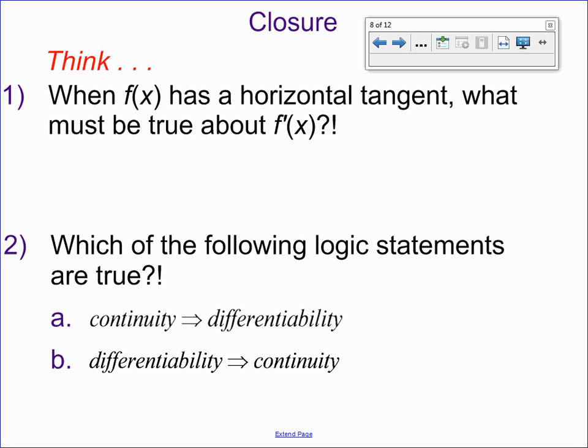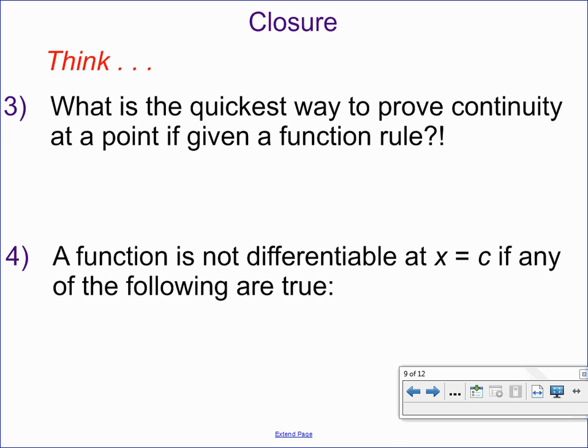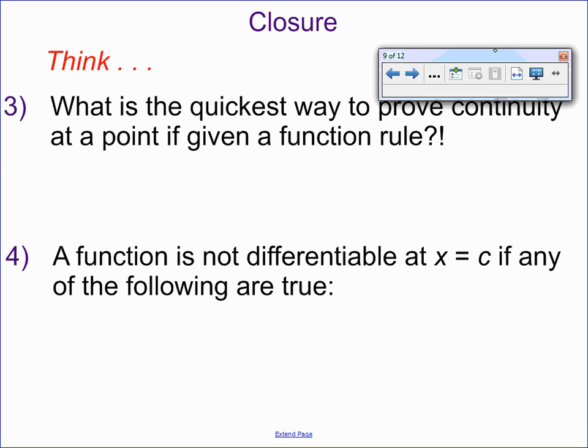And there's 3 and 4. I just put on separate pages. And so we've also got a 3 and a 4. What's the quickest way to prove continuity at a point given a function rule? And then a function is not differentiable at x equals c if any of the following are true. And we're going to share each example.